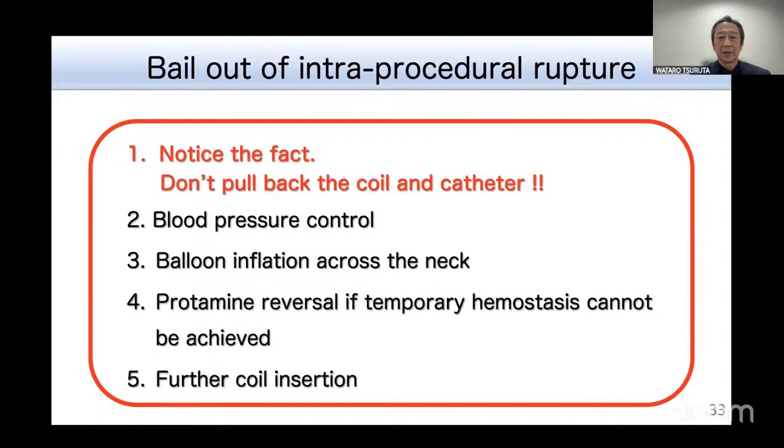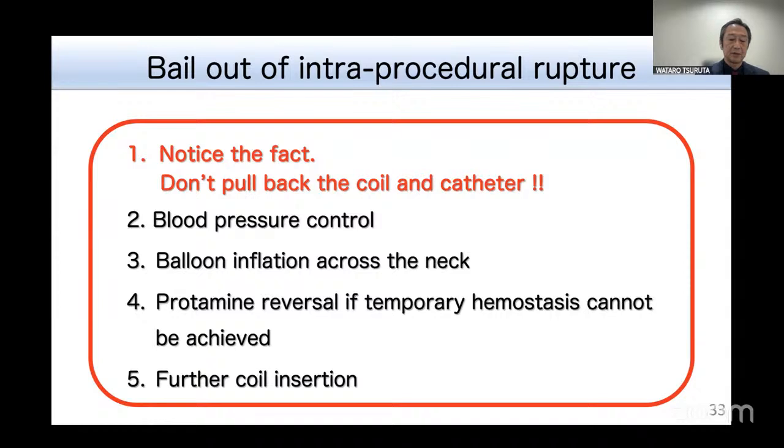And for bailout of intraprocedural rupture, please notice this fact. Don't pull back the coil and catheter, because the perforation hole is closed by the catheter or wire. When you pull them back, the hole opens and extravasation will occur. So don't pull back. The first thing you should do is blood pressure control.